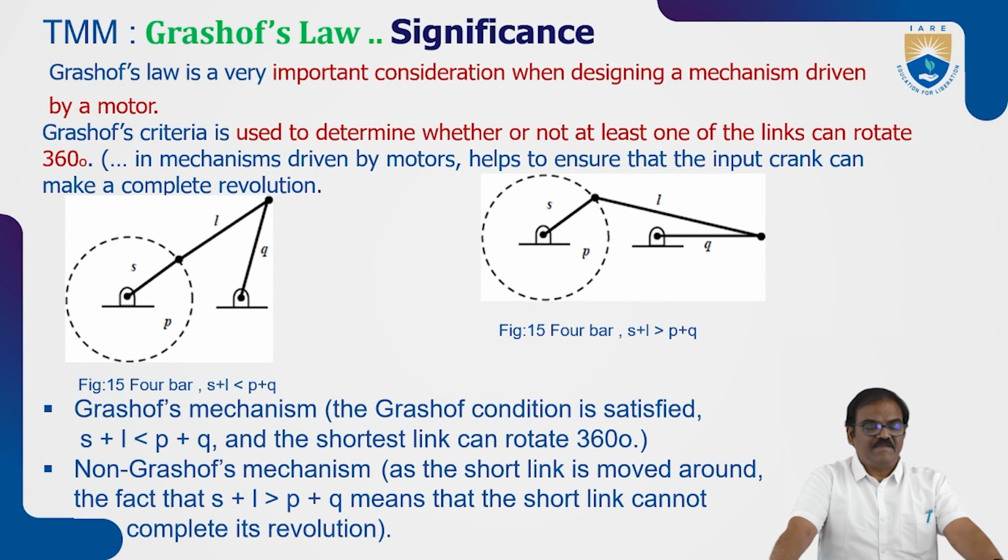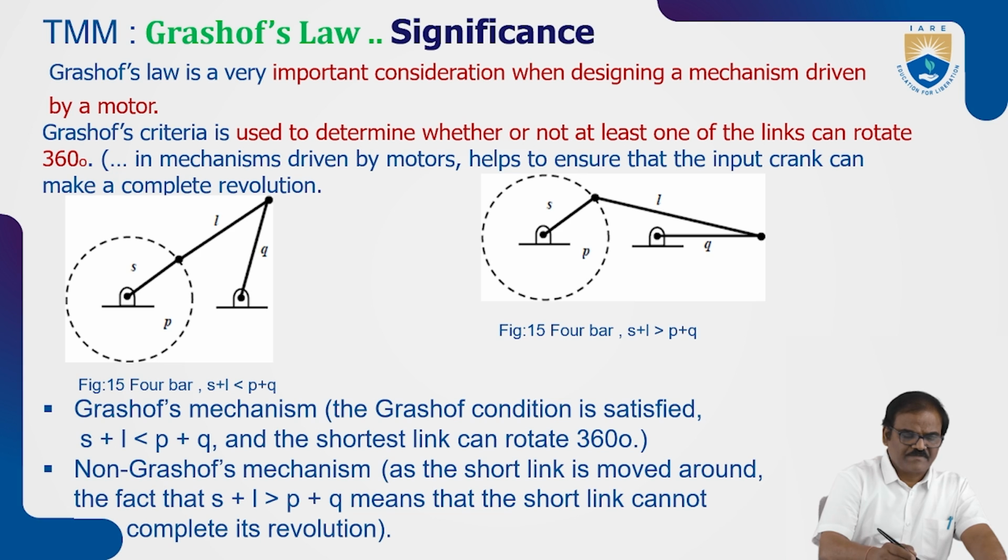Then Grashoff's law is a very important consideration in designing mechanisms driven by motor. Grashoff's criteria are used to determine whether or not at least one of the links can rotate in mechanisms driven by motors, which helps to ensure that the input crank can make a complete revolution. If Grashoff's condition is satisfied, then the shortest link can make 360 degrees. In non-Grashoff mechanisms, S plus L is greater than P plus Q, which means that the shortest link cannot make a complete revolution. The resulting inversions are all double crank mechanisms.